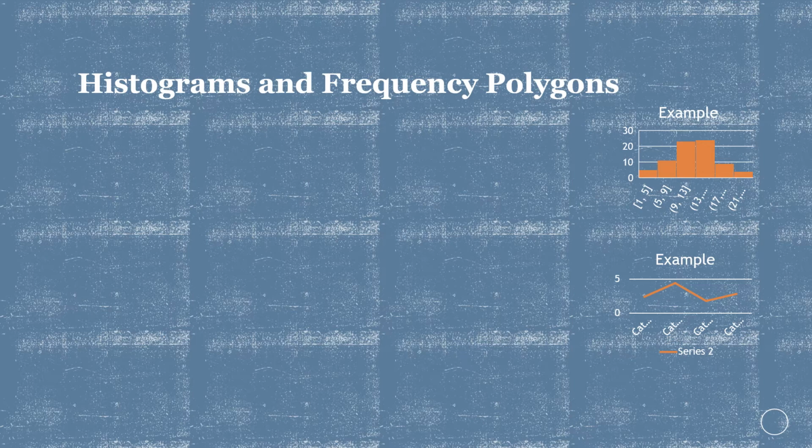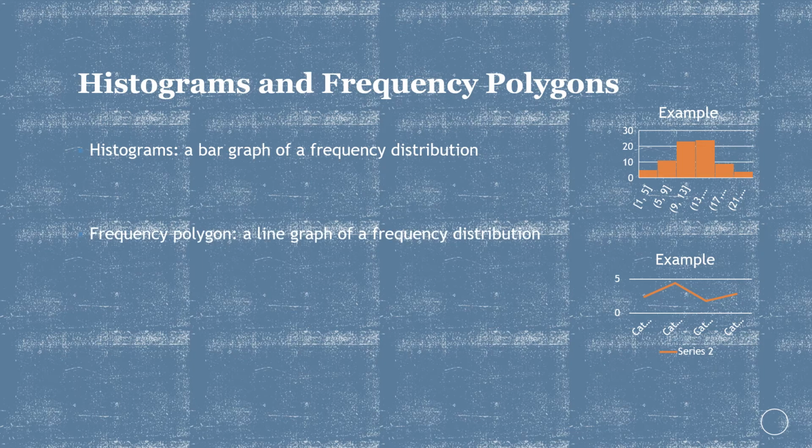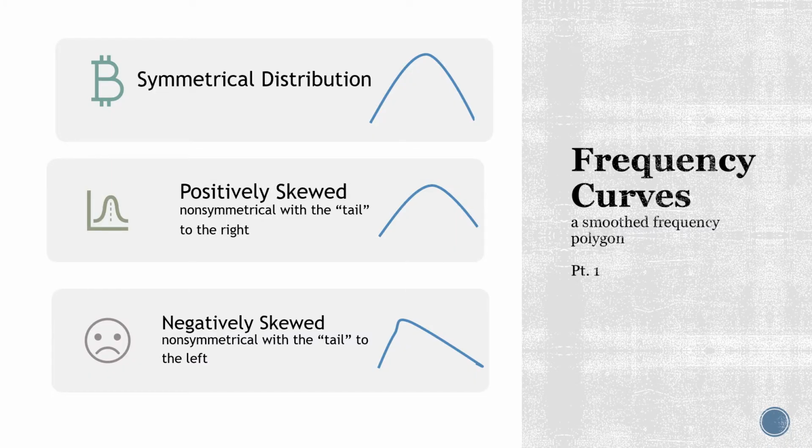Histograms and frequency polygons. Histogram, a bar graph of a frequency distribution. Frequency polygon, a line graph of a frequency distribution. And to the right, you will see an example of both. Frequency curves, a smoothed frequency polygon. Part 1. Symmetrical distribution. Positively skewed, non-symmetrical with the tail to the right. Negatively skewed, non-symmetrical with the tail to the left.